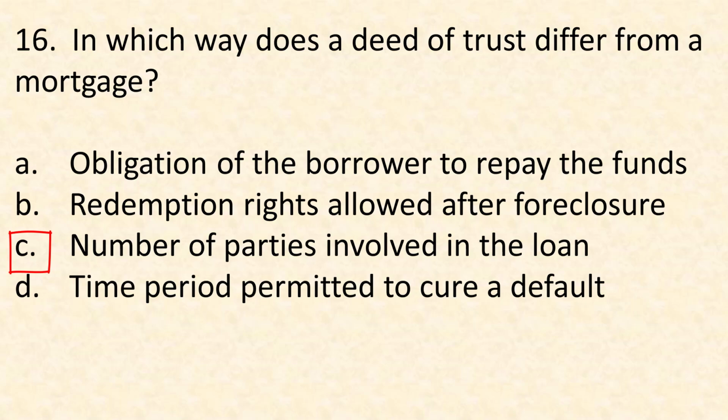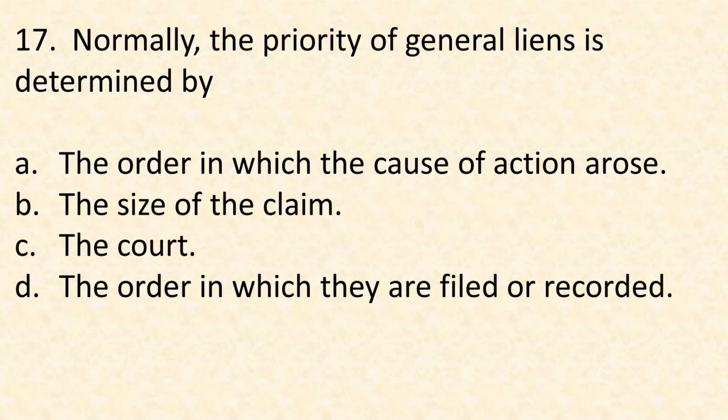Question number 17. Normally, the priority of general liens is determined by A. The order in which the cause of action arose. B. The size of the claim. C. The court. Or D. The order in which they were filed or recorded.